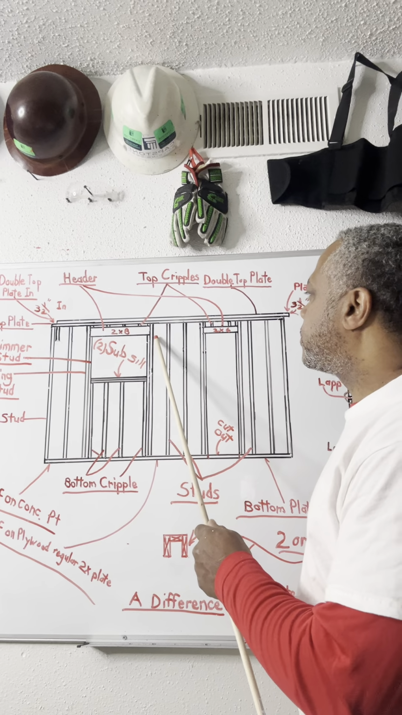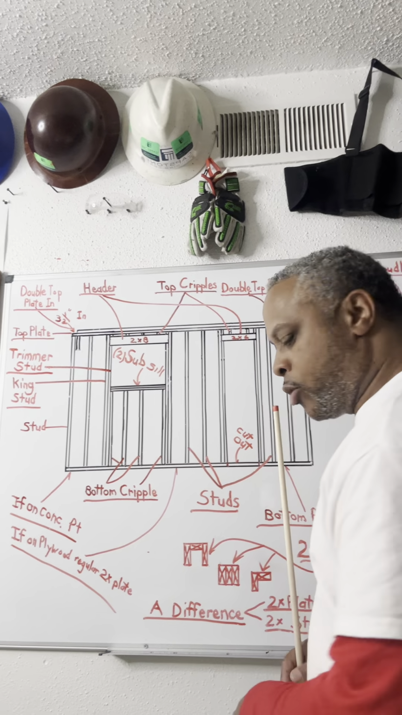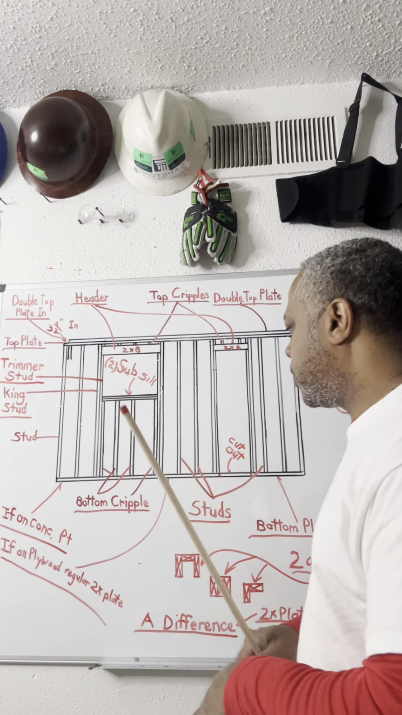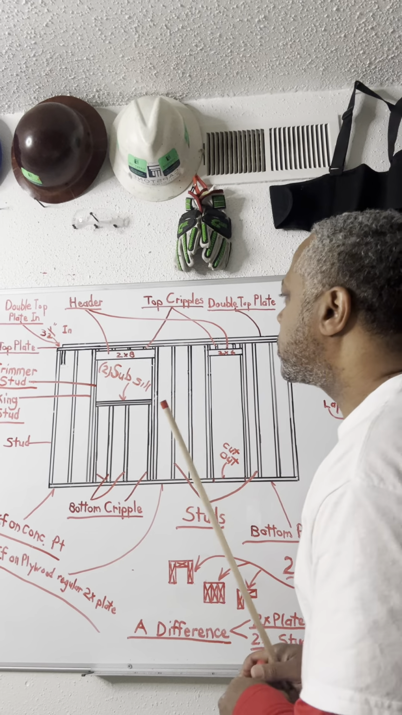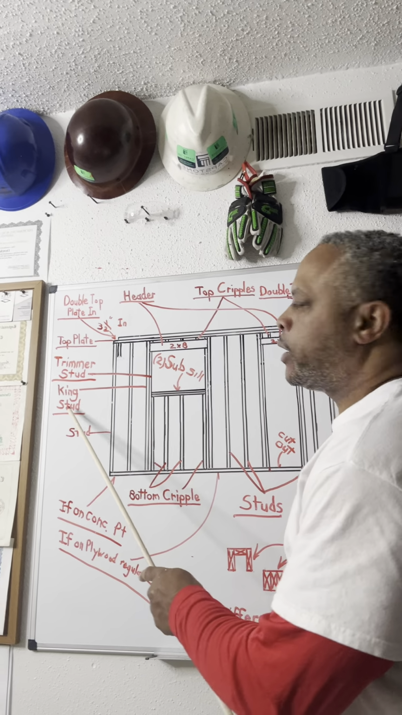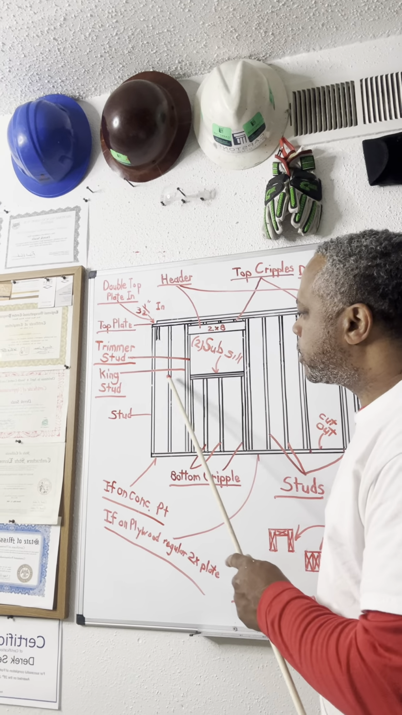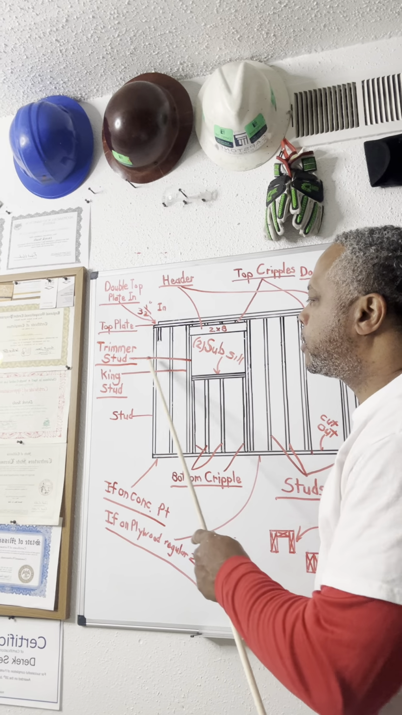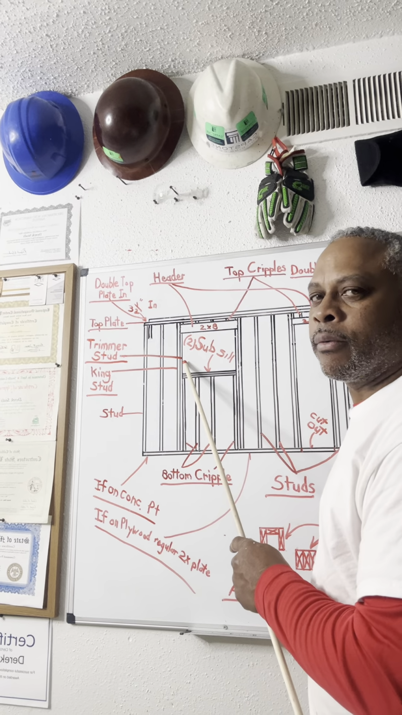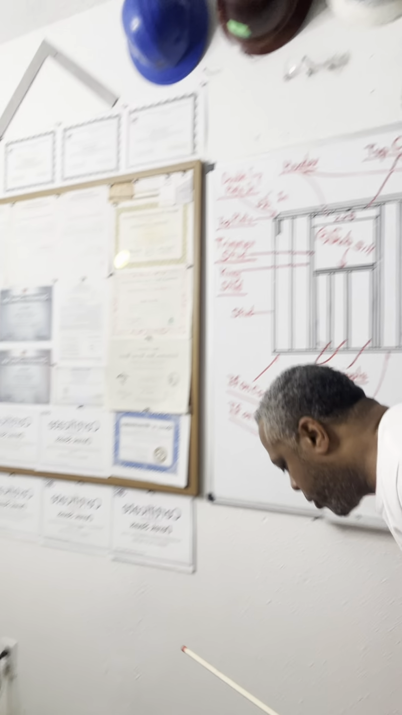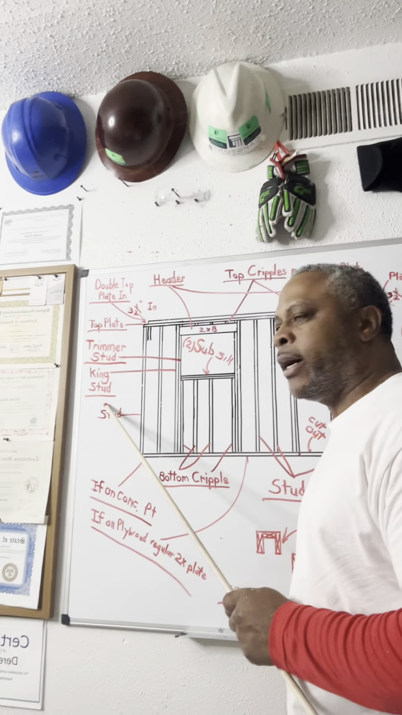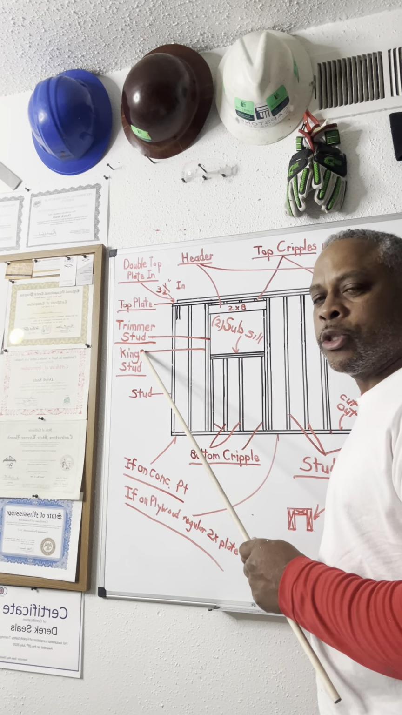This king stud, okay? King stud. So let's get that in here. King stud, as I have marked here. King stud, showing you here. Trimmer stud or jack stud, showing you here. Okay? So you need to be familiar with that, because these are major components that hold a window and door together. The king stud and the trimmer stud.